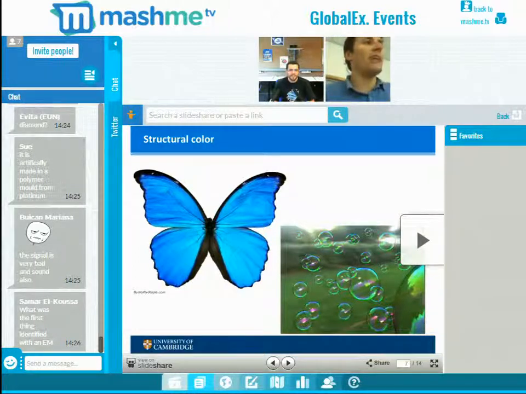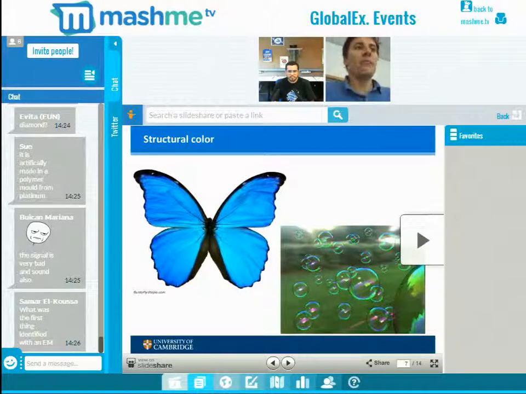So, and now the next thing we're going to look at is a butterfly. On a butterfly, you have extremely small scales that create the color. But this color is kind of special because it's not due to pigments, but to the structure of the material. In the presentation, you see a morpho butterfly, which is really shiny blue, and it's iridescent. And next to it are soap bubbles.